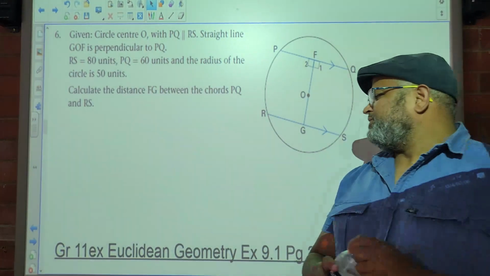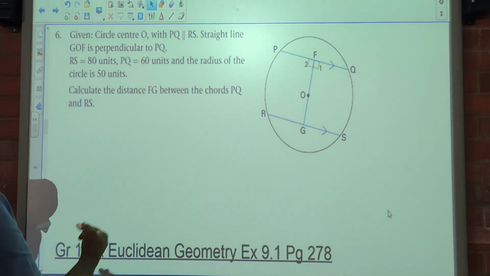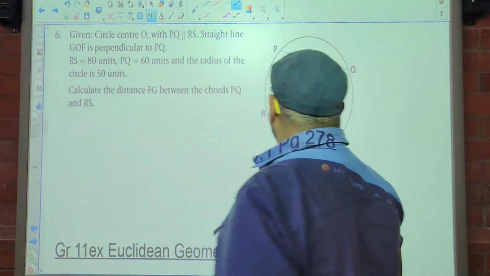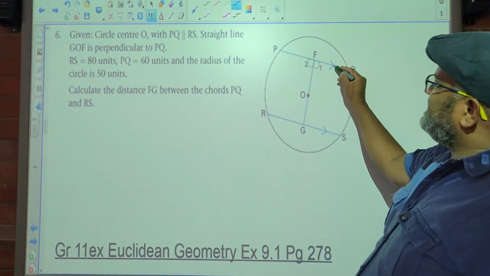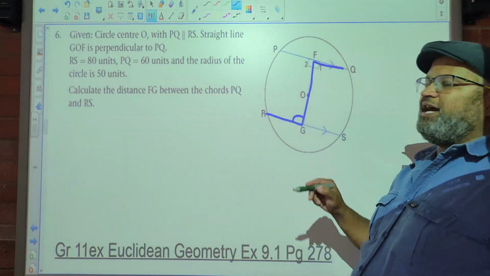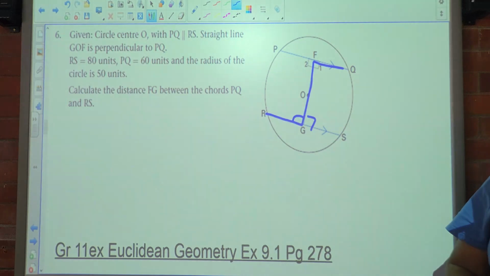Right, people, we're now looking at number 6. Given circle center O, with PQ being parallel to RS. People, if lines are parallel, what do we know? Can use corresponding, alternate or co-interior. So if that is parallel and this is perpendicular, we know that this is also 90 degrees. Alternate angles, or the other way around, or co-interior, whatever.